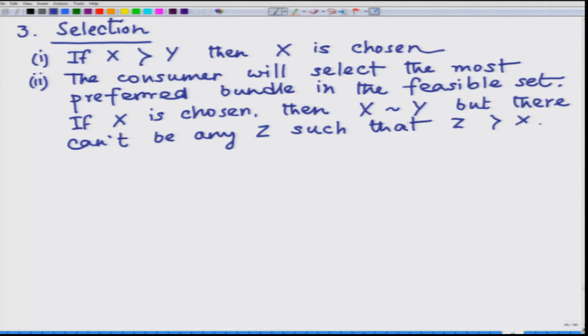Now, we move on to a very important axiom, which is known as the axiom of dominance or non-satiation.